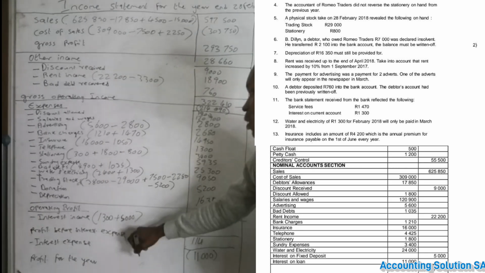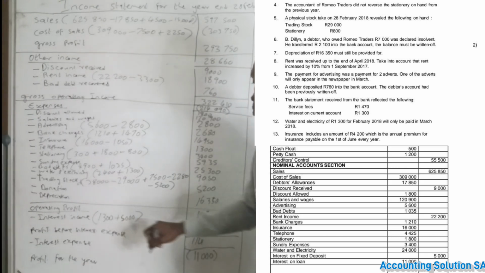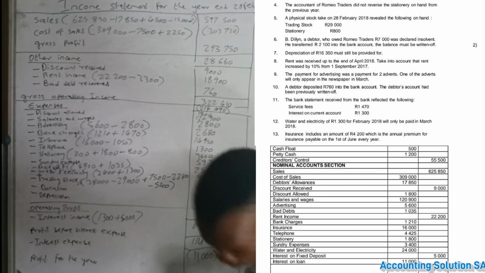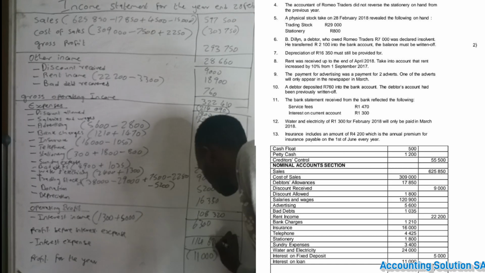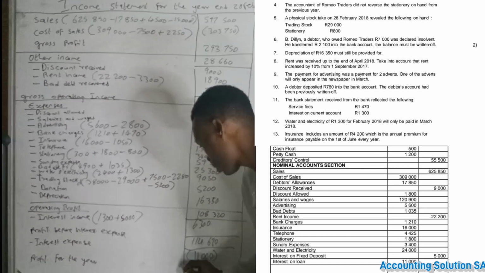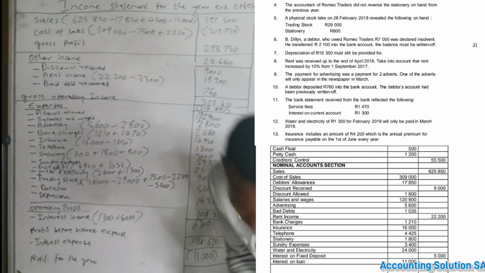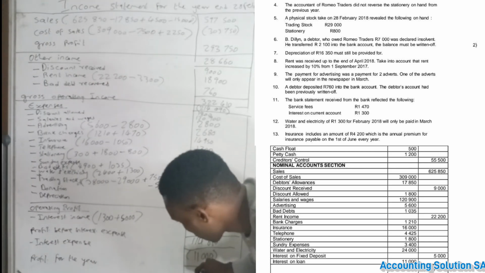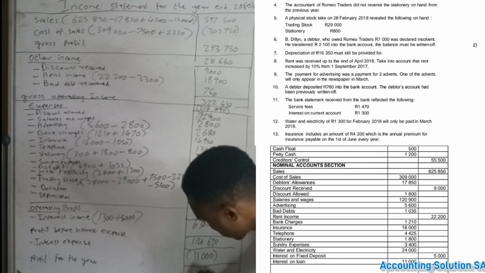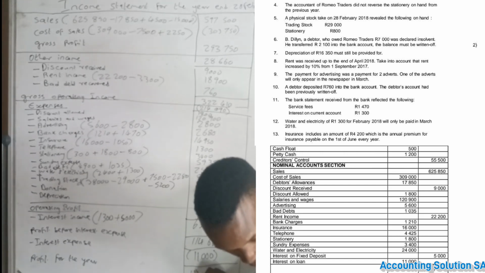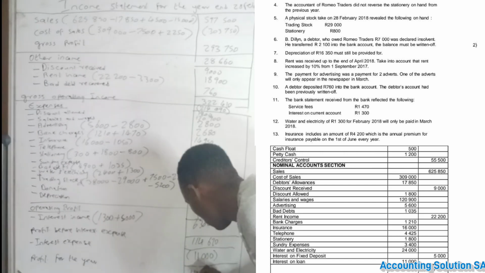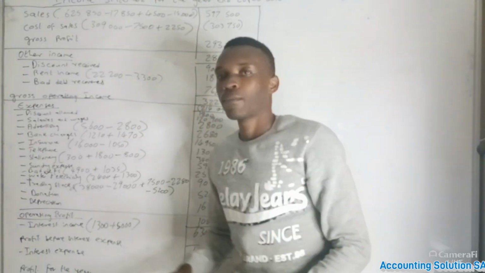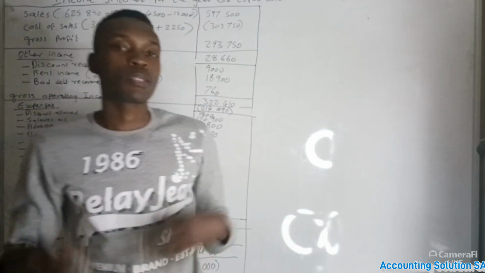Which is going to be 114. Interest income we add, obviously, because it's income. 114,620. And profit for the year. Profit for the year is going to give you, remember this one of expense we're going to subtract, is going to give us 103,620. So this is how you should prepare an income statement, guys.